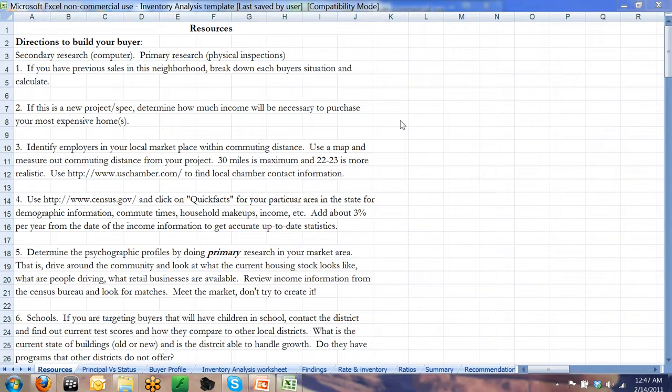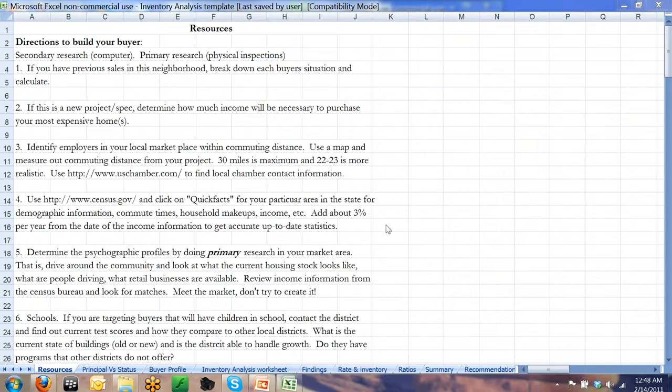Number three, identify employers in your local market within commuting distance. Now, use a map and measure out commuting distance for your project. 30 miles is the absolute maximum, but it's usually closer to somewhere between 22, 23. Sometimes it could be as low as 10 to 15 depending on how small your market area is. I like to go to uschamber.com to find local chamber information, again to look at some of the larger employers.